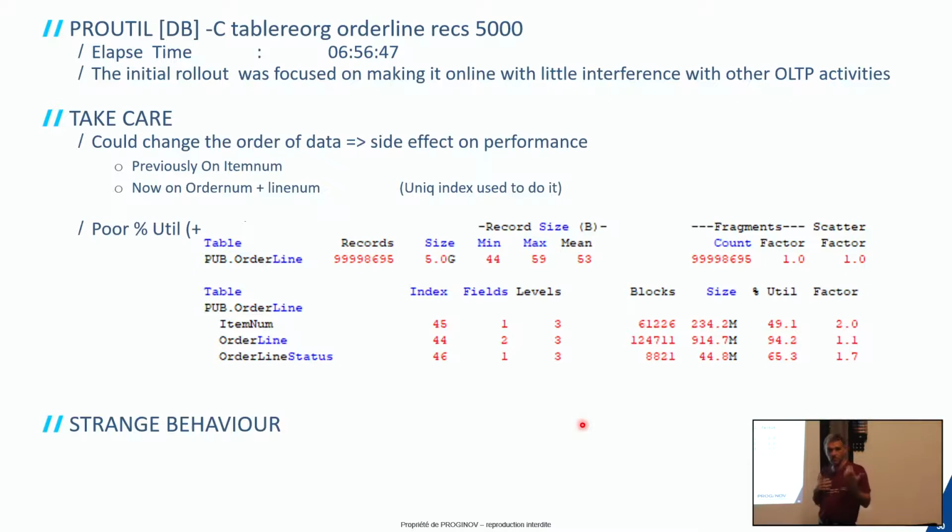So it could change something and have some side effect for you. If you previously ordered your data by item name because it's better for performance, now it will be ordered by order name and line name.